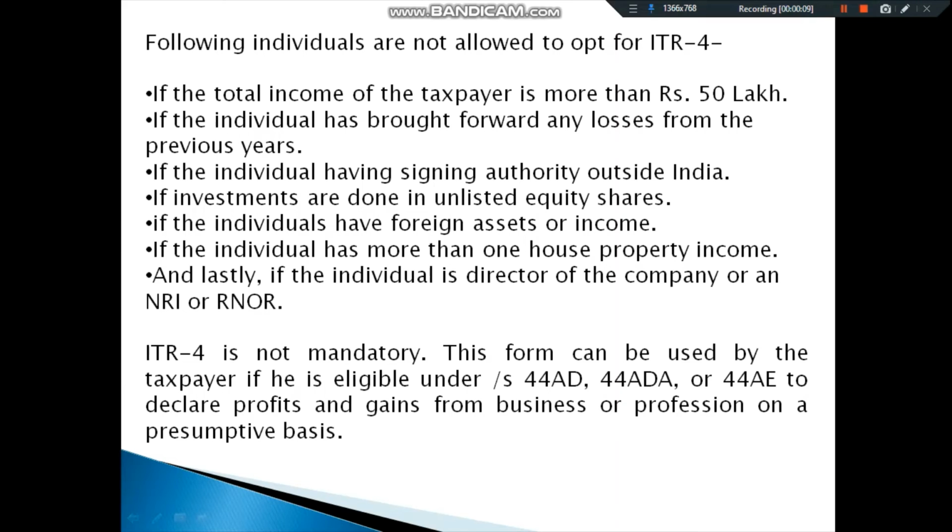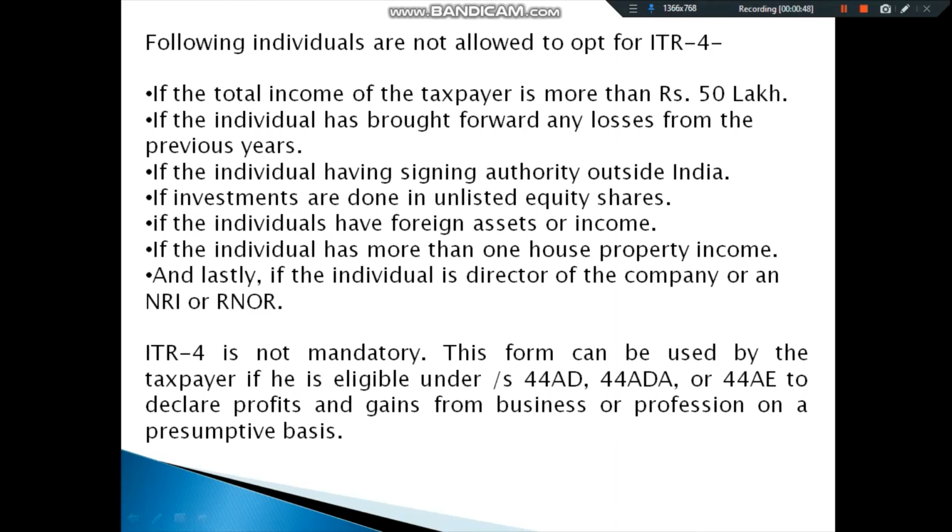More than 50 lakh rupees, if the individual has brought forward any losses from the previous year. So if you are under 44AD presumptive income but you have any losses from the previous year, like business loss, then you are not allowed to file ITR-4. If the individual has signing authority outside India, if you have any contribution outside India, like if you are a director outside or if you have any branches outside India, then you are not allowed to file ITR-4 form. If the individual has foreign assets, same as above.